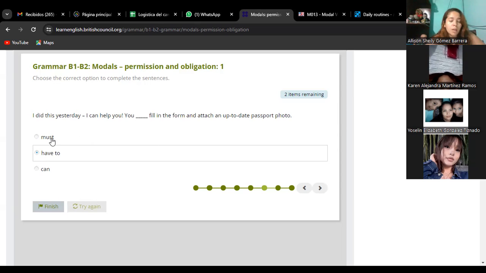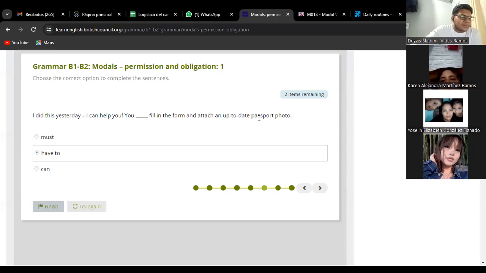Okay, you have... Okay, must es más como una orden. Esa sería la diferencia entre must and have to. Okay, ambas son fuertes, pero dijimos que must es más. O sea, cuando se tiene que hacer sí o sí. Entonces es como un mandato, como una orden. Y have to es como si se tiene que hacer así. Entonces sería you have to fill in, llenar. Fill in es llenar. The form and attach an up-to-date passport photo.